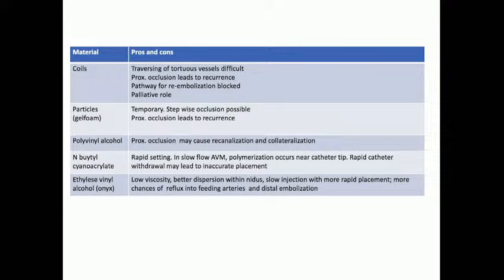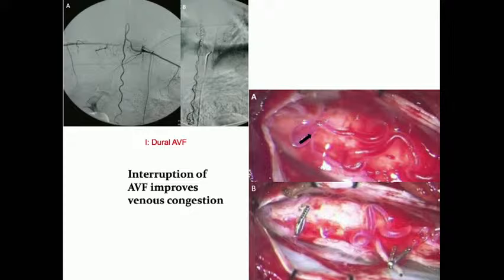So let's look at some clinical examples with videos. You see that there is a dural arteriovenous fistula. Look at this image. You have this artery coming and then suddenly you see a change of color. The only thing which is needed is that this fistula has to be disconnected.